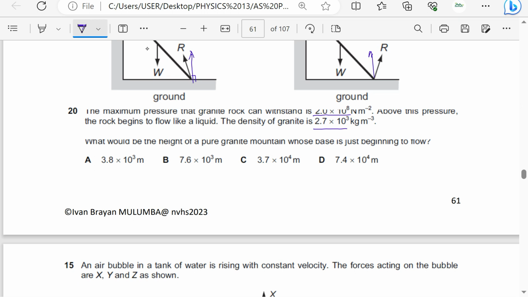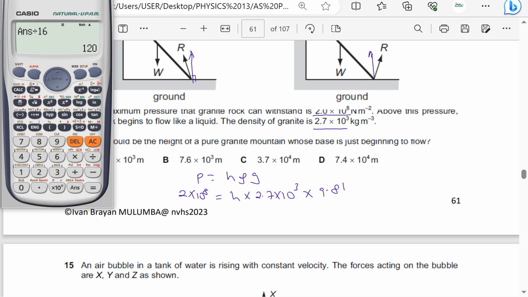Height. Of course, here it is just pressure. Pressure is density times height times g. So we want h. Pressure is 2 times 10 power 8. H is what we want. Density is 2.7 times 10 power 3. And g is 9.81. So by just pressing the calculator, 2 exponent 8 divided by 9.81 times 2.7 exponent 3.